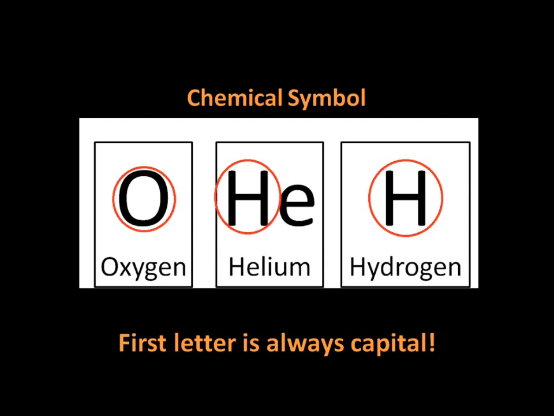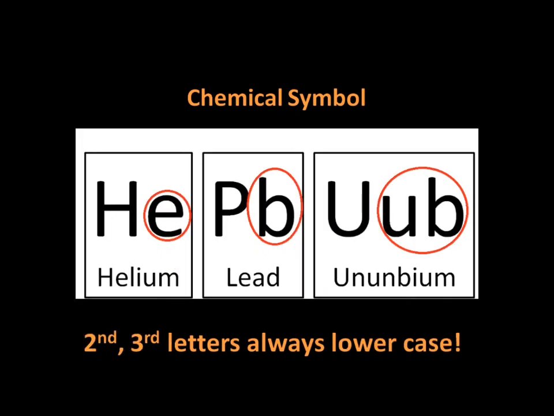First, the first letter is always capital. Look at oxygen, O, and helium, He, and hydrogen, H. Do you see how the first letter is capitalized? The second and third letters are always lowercase. Look again at helium, chemical symbol He. The first letter is capital, the second letter is lowercase.